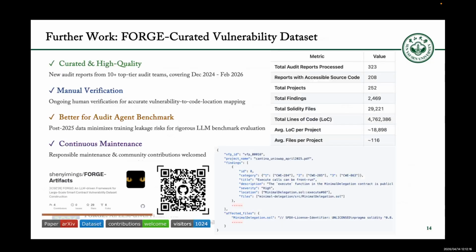And okay, finally, a quick note on further work. Following our responsible maintenance commitment outlined in the paper, we have collected new high-quality audit reports from December 2024 through February 2026 based on feedback from early adopters. And with ongoing manual verification, we have released a curated moderate-scale EVM smart contract vulnerability dataset, particularly suited for LLM benchmark evaluation like audit agent benchmarks. And the link is on the slide.